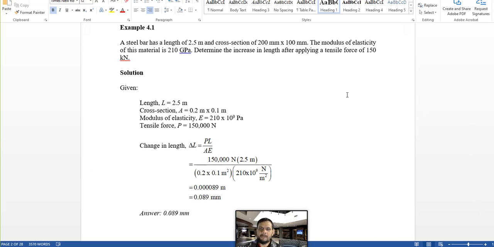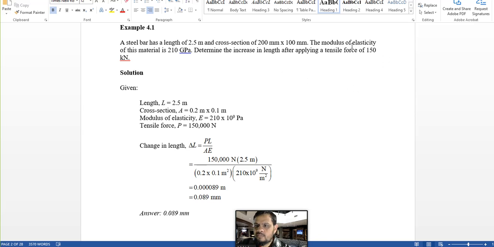So in this example, a steel bar has a length of 2.5 meter, cross sectional area 200 by 100 millimeter. Yes, unit. You need to be careful about unit. Whatever your unit, your final product will depend on that. Better to be consistent. How consistent? This is meter, this is millimeter. You can convert everything into meter.